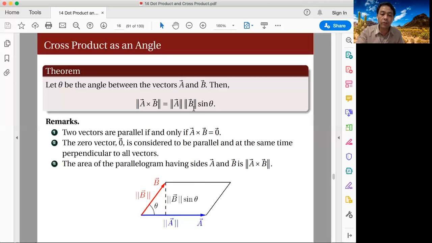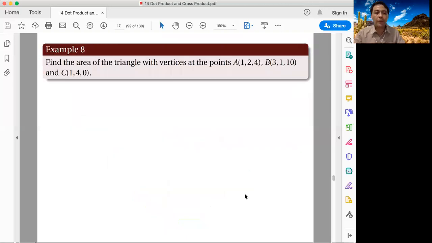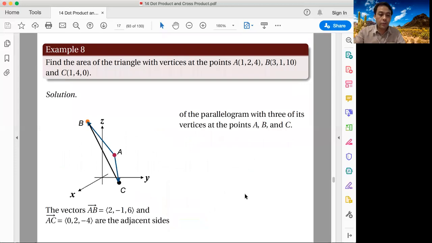It's the magnitude of A times the magnitude of B sine theta, and that by the theorem equals the magnitude of the cross product. Okay? So for example, find the area of the triangle with vertices at the points A, B, and C. So I drew a sketch of these points.